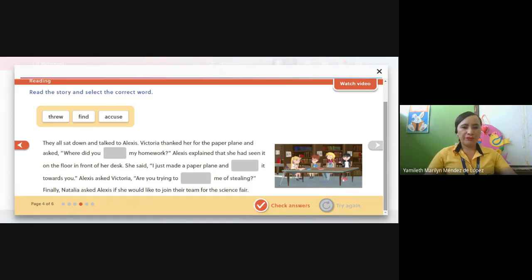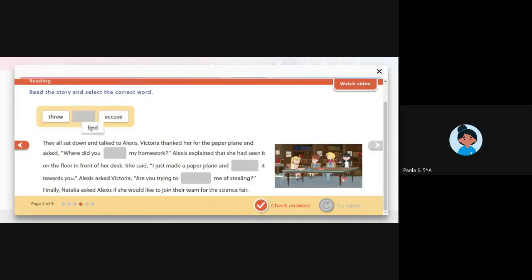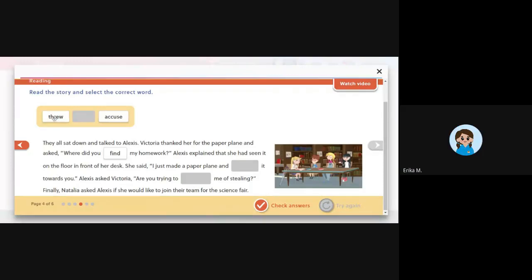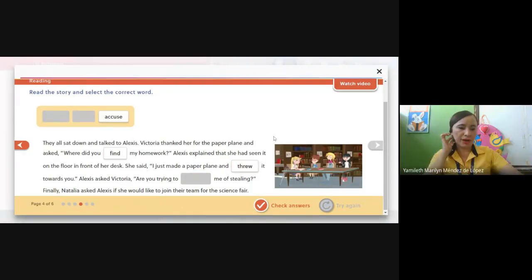Here we have three words. The first is through, find, and accuse. They all sat down and talked to Alexis. Victoria thanked her for the paper plane and asked, "Where did you find my homework?" Alexis explained that she had seen it on the floor in front of her desk. She said, "I just made a paper plane and threw it towards you." Alexis asked Victoria, "Are you trying to accuse?"